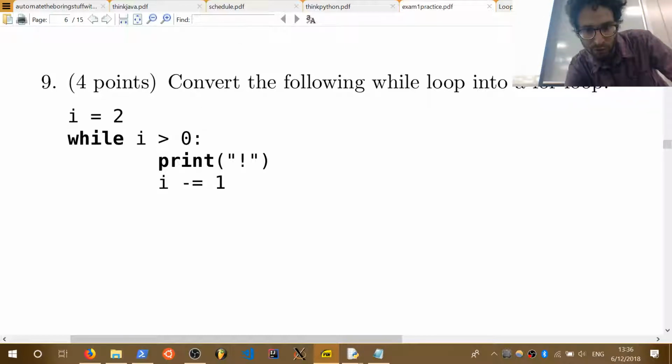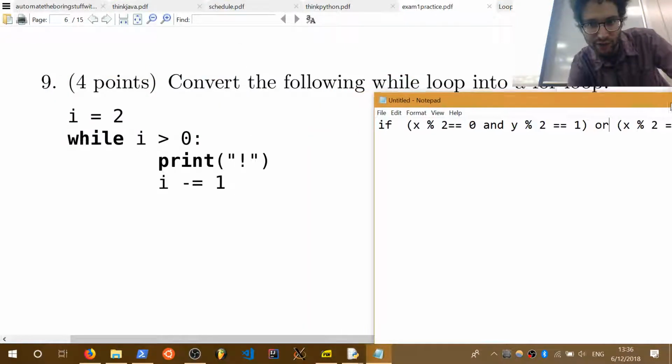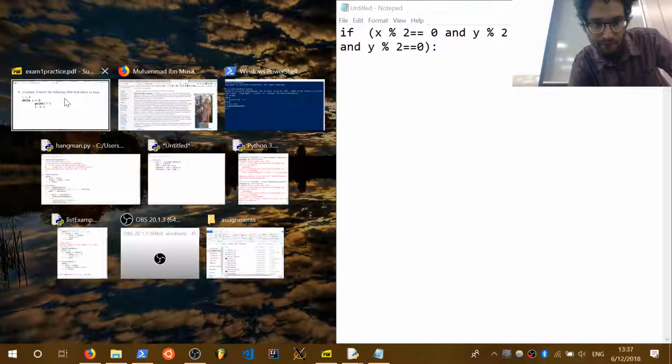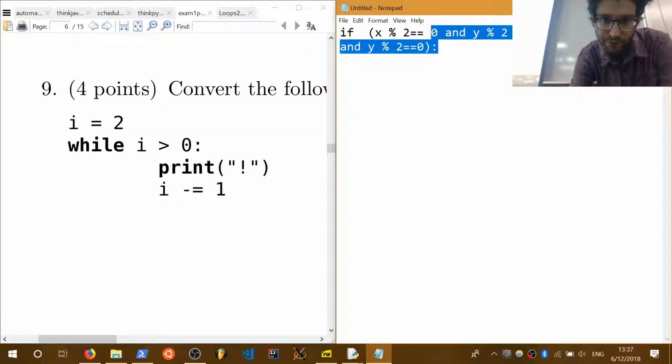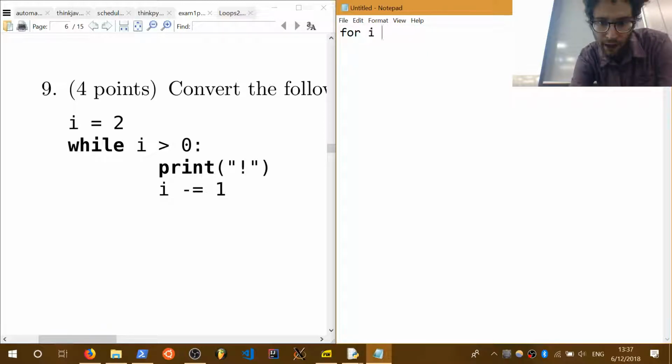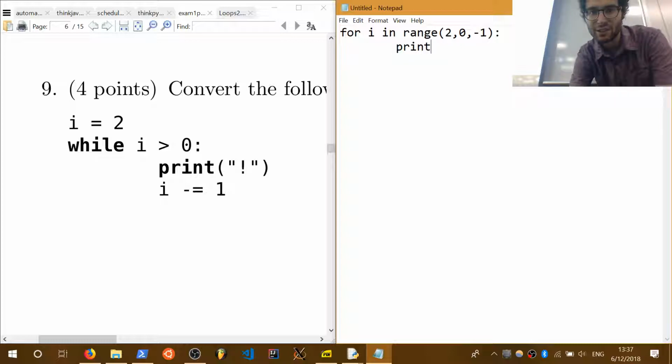That converts this. We only really know how to do the i in range kind of deal, so that's exactly what we're going to do over here. So for i in range, we're going to start at 2, comma, then we need to go up to but not include 0. And then we're going to go down by 1s. And then what do we do in the loop? We print out an exclamation point.